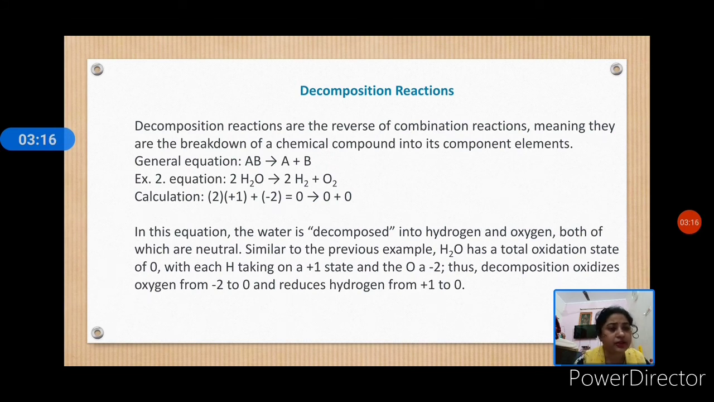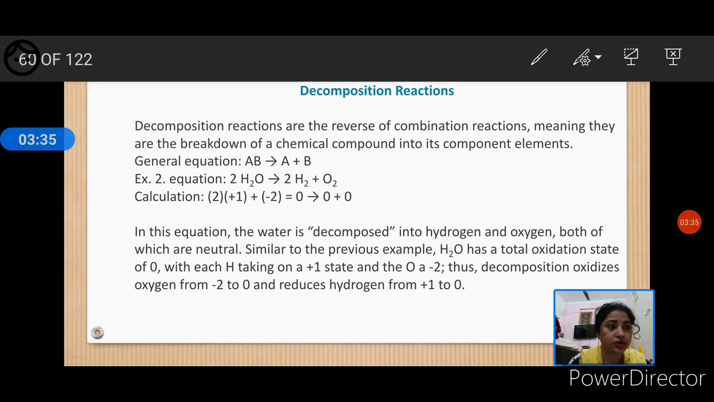Let's see more about the decomposition reaction. Actually, these are the reverse of the combination reactions, meaning that they are the breakdown of a chemical compound into its components. Let's see again the example of water. Now here the water is decomposing into hydrogen and oxygen. We will find out the oxidation number of every element. Okay. Write it in your copy. 2H2O gives out 2H2 plus O2. Now write its oxidation numbers. Are you getting the same as whatever I have written?